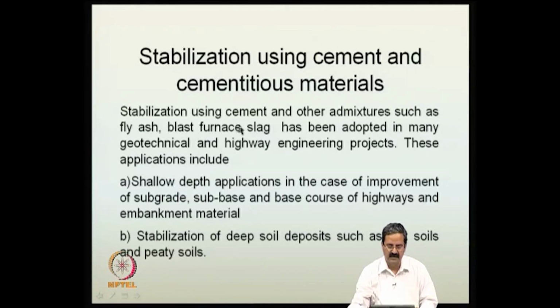So, stabilization using cement and admixtures such as fly ash and blast furnace slag has been adopted in many geotechnical and highway engineering projects, whether it is slopes or embankments or highways. These have been used very extensively, and the applications include shallow depth applications in ground improvement of subgrade, subbase and base course of the highways, and embankment material.